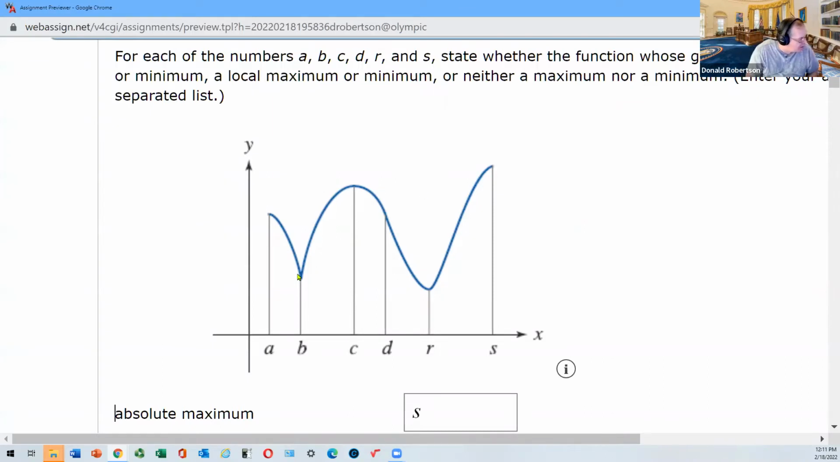What is happening at B? Local minimum. But just a local, right? And it's a bit of a trick question. What, if anything, is happening at A? Is it local, absolute, max, or min, or is it just a normal point, nothing special going on here? What's happening at A?